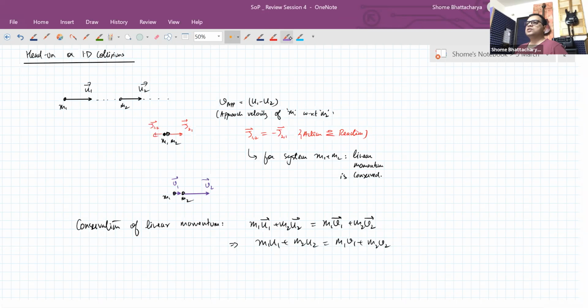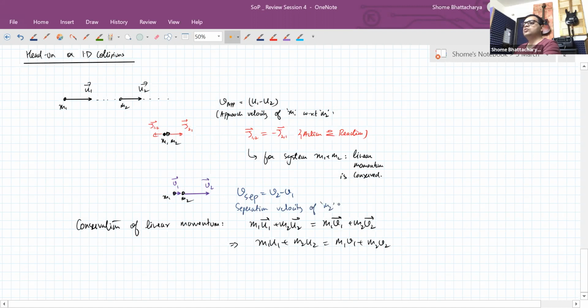Before we proceed further, you can see another point here, that after the impact, the separation velocity between the two particles becomes, according to the direction of vectors I've taken over here, v2 minus v1. This is the separation velocity of m2 with respect to m1. So that becomes like this. Okay, so the momentum conservation equation becomes the first equation that we can write by application of mechanics concepts over here.